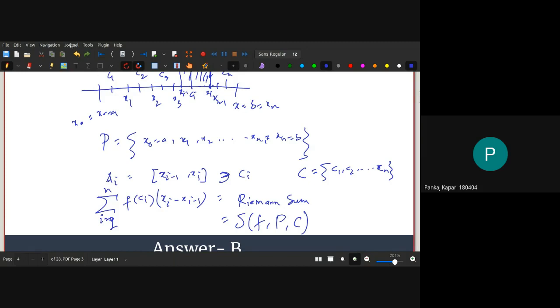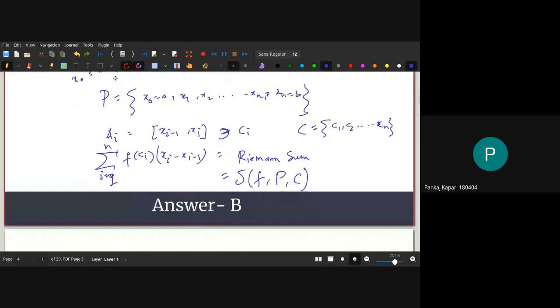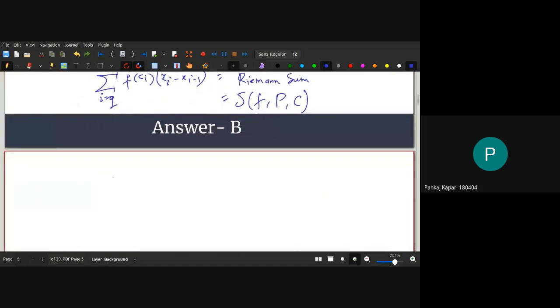Okay, now our idea is that this Riemann sum must be a good approximation of the area under the curve and above the x-axis. But there can be several Riemann sums, because you have a lot of freedom in choosing the partition of your interval and then the choice set for a fixed partition.